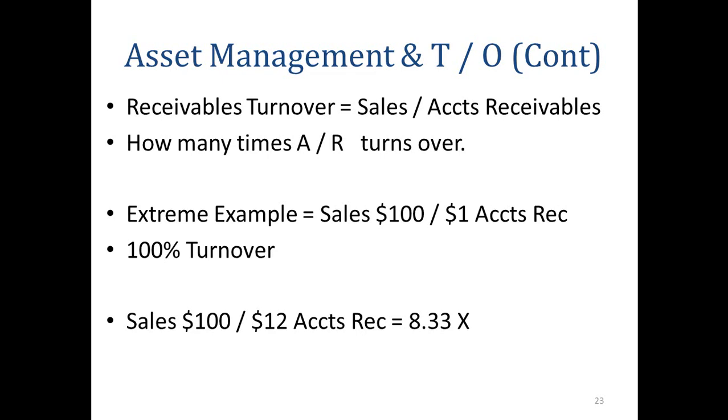Another example, more realistic: if your sales are 100 and you have $12 sitting in accounts receivable, that's 8.3 times. That's happening. It's turning over just over 8 times.